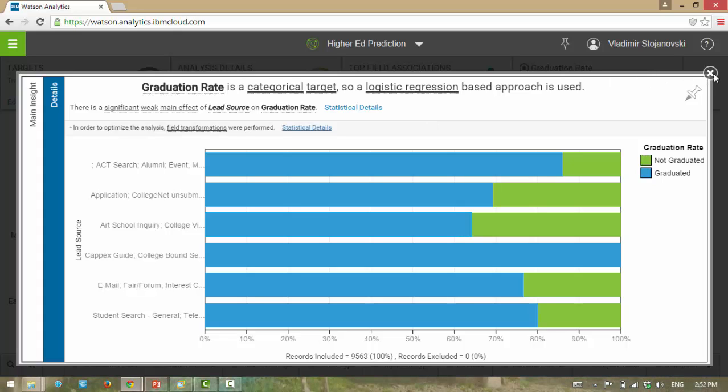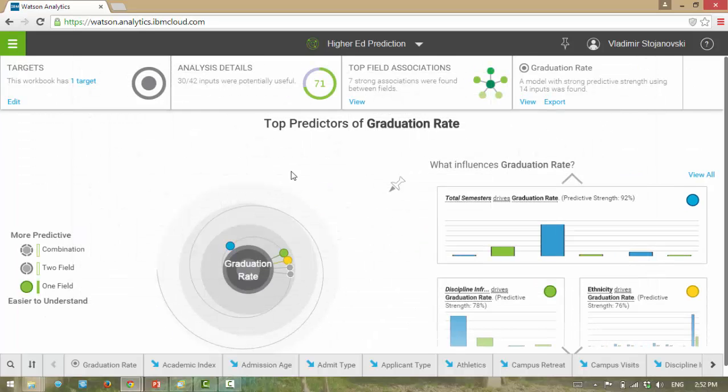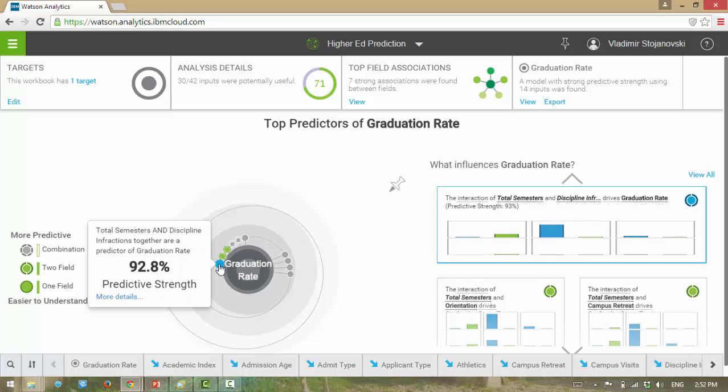So we've looked at a few single drivers to graduation rates, but typically 2 or more drivers in combination have a higher predictive rate. So if we switch to 2 field drivers, we find that the combination of total semesters and disciplinary fractions together are a better predictor of graduation rates than each one of these on their own. In fact, if Watson Analytics knows the values of these 2 variables, it's able to predict with 93% certainty whether a student will graduate or not.